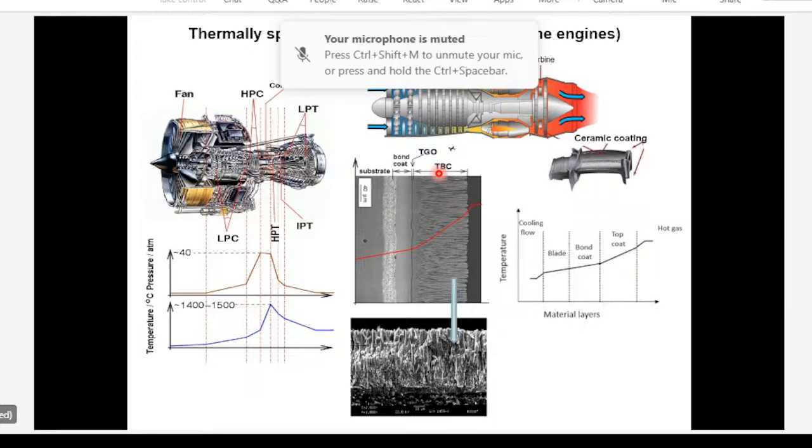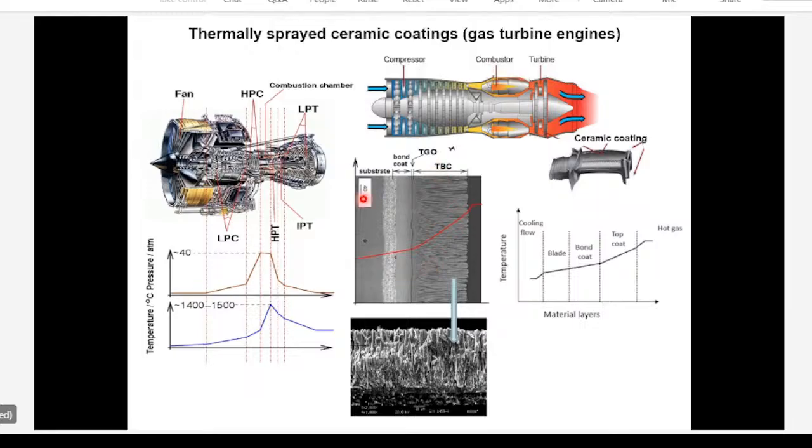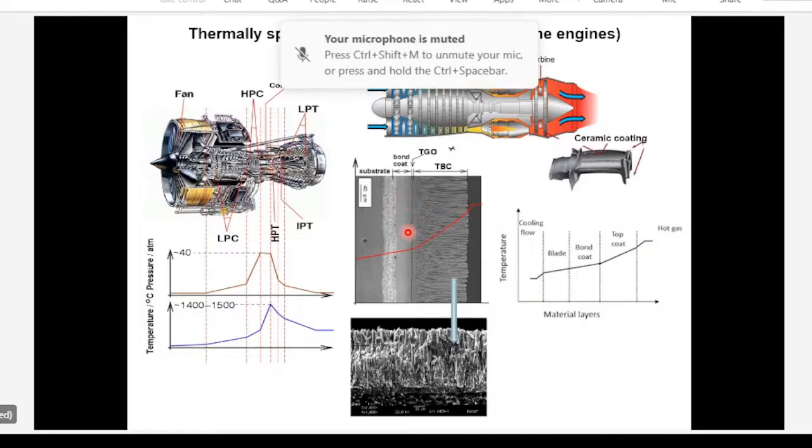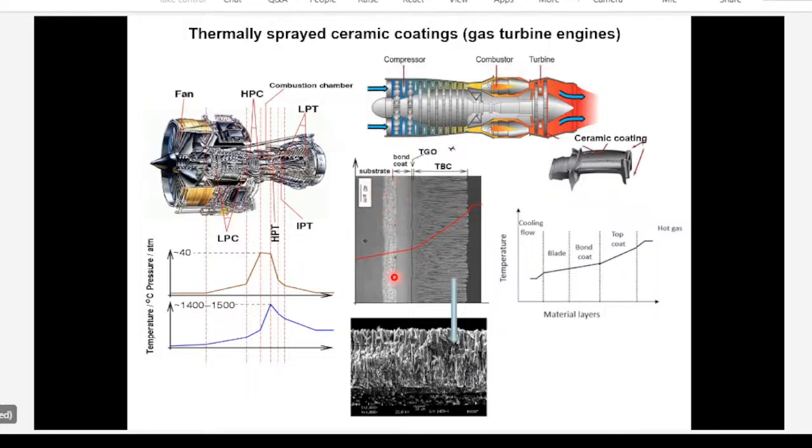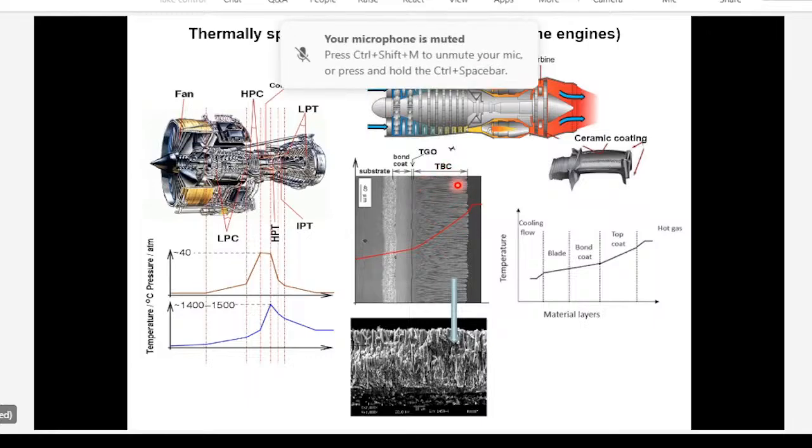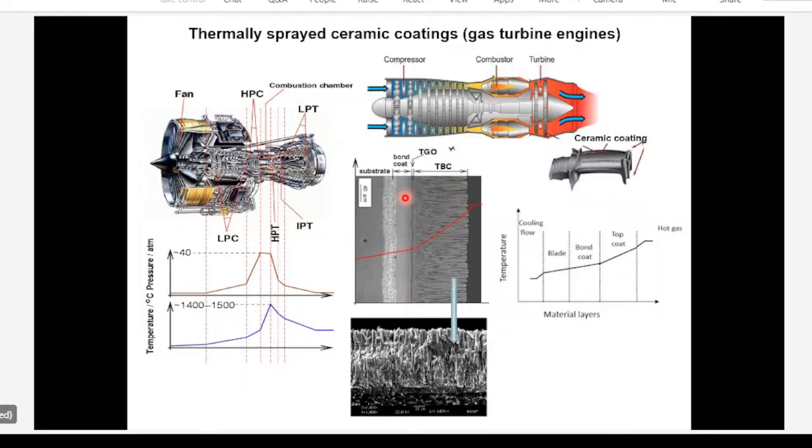And this is what the cross section of the coating looks like. This is the substrate. It could be a nickel superalloy, single crystal. Then you have a bond coat, which could be a metallic bond coat, nickel or cobalt based. And when you deposit the bond coat, there could be some interdiffusion. So you have some intermediate layer also, a diffusion zone. Over the bond coat, you thermal spray the thermal barrier coatings. And this is a thin oxide film between the thermal barrier coating and the bond coat.